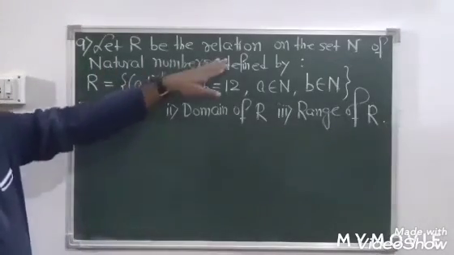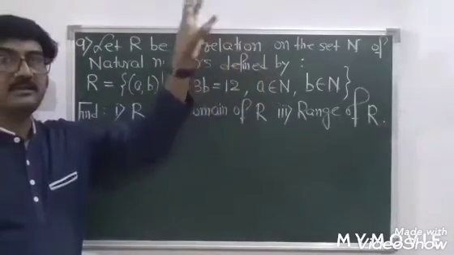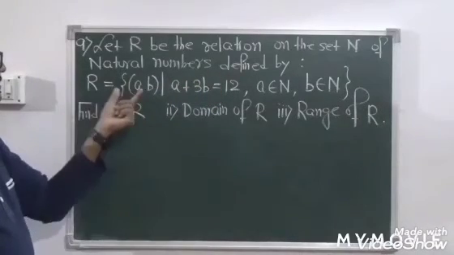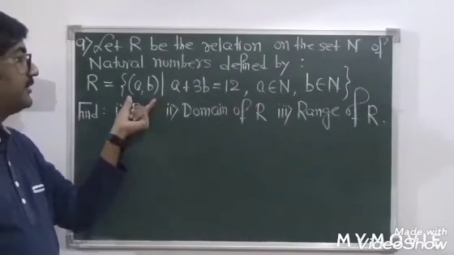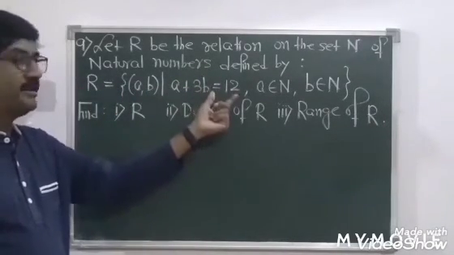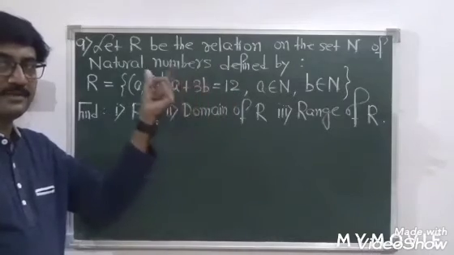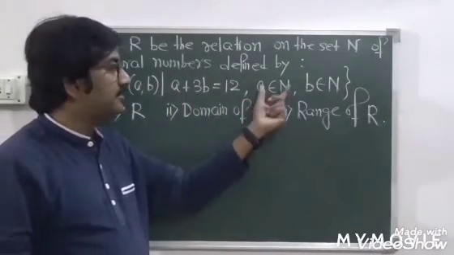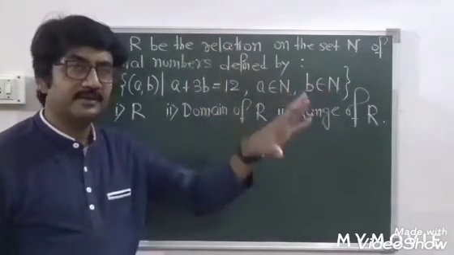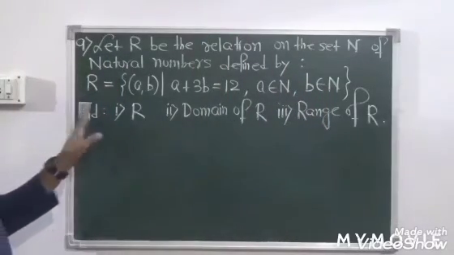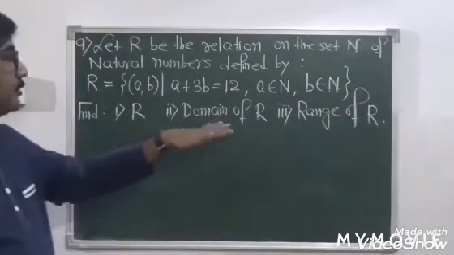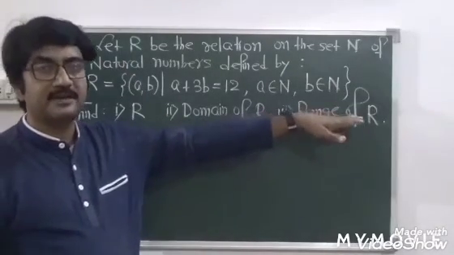Let R be the relation on the set N, that is the natural numbers, defined by R equals the ordered pairs (A, B). The condition given here is A plus 3B equals 12. This is the condition on the basis of which the relation is to be defined, where A belongs to the set of natural numbers and B also belongs to the set of natural numbers. So you need to find, number one, R, that is the relation in the roster form. Secondly, the domain of this relation, and finally the range of the relation.